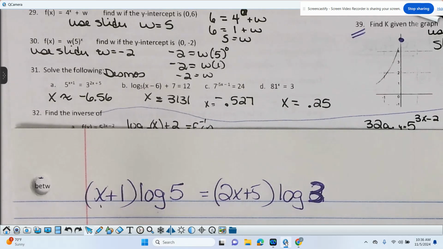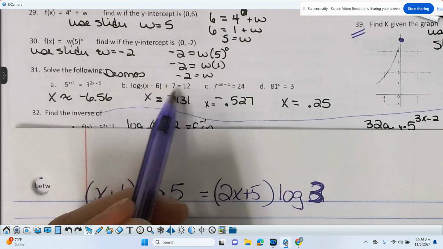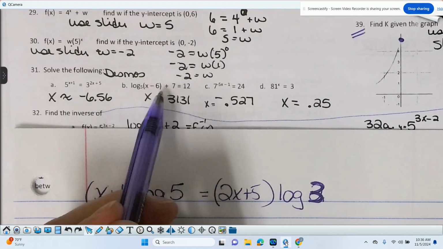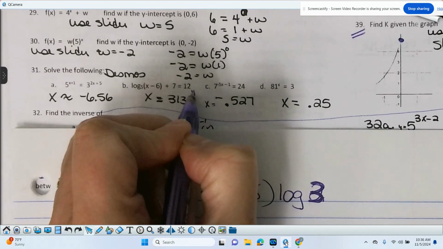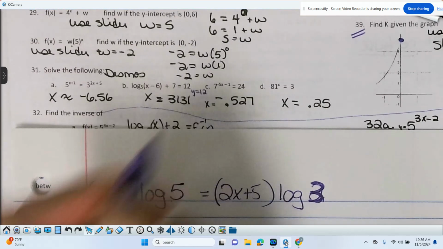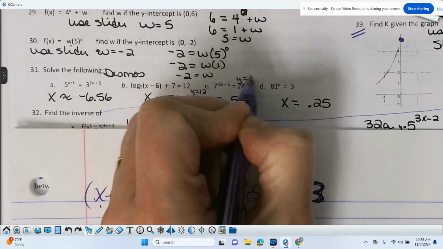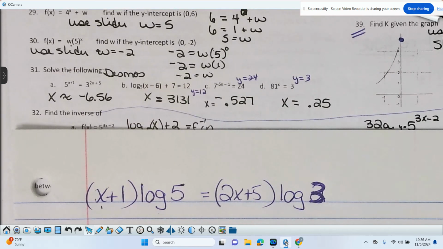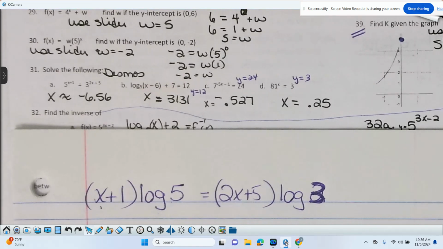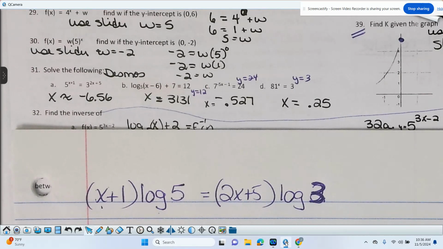And the rest of these, again, you can type exactly like you see it. All of this in box 1, y equals 12. You will have to put a y equals for that one. You'll have to have a y equals 24 and a y equals 3. But all of those should work in Desmos, and you're just seeing where they cross, where they intersect each other, and you want the x answer.